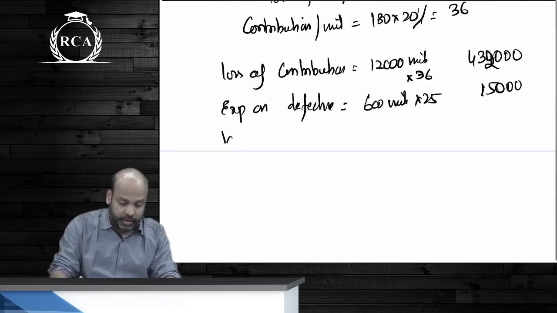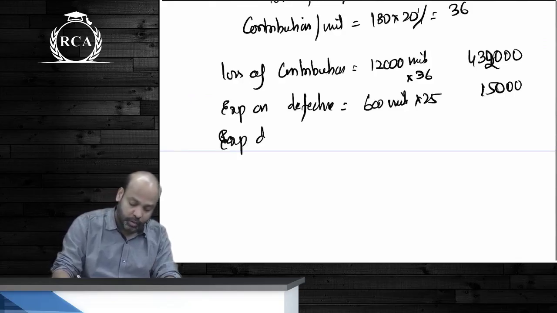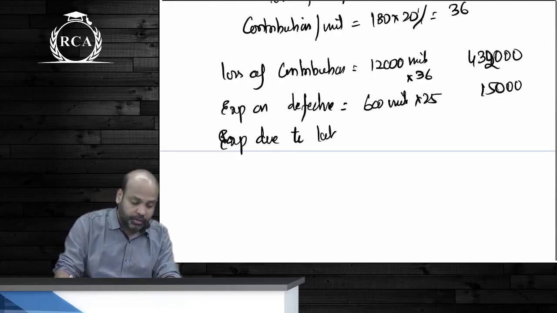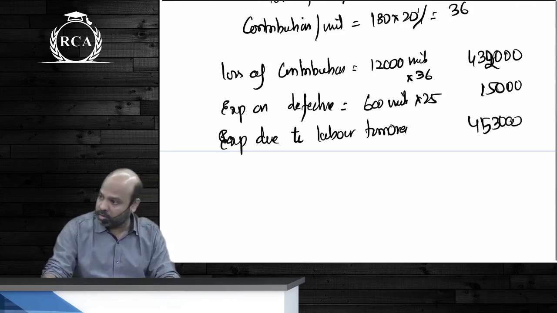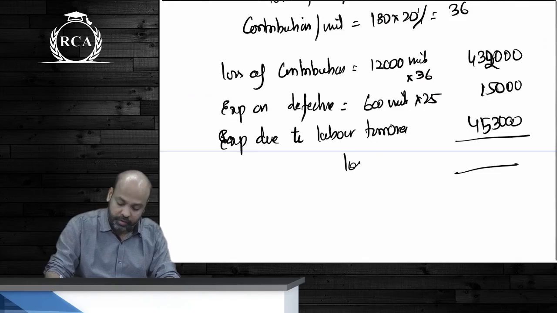And then, guys, expenses due to labor turnover. What are those expenses? All those expenses put together, 4 lakh 15,000. 53,000. The total loss of profit would be 9 lakhs.